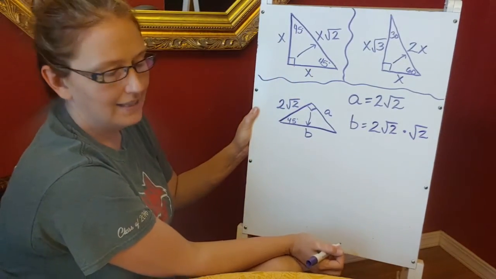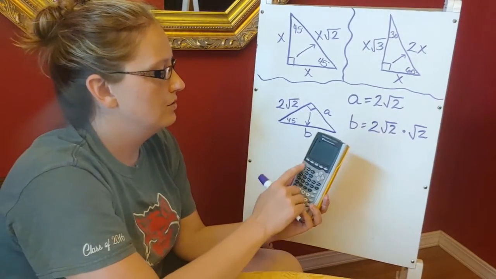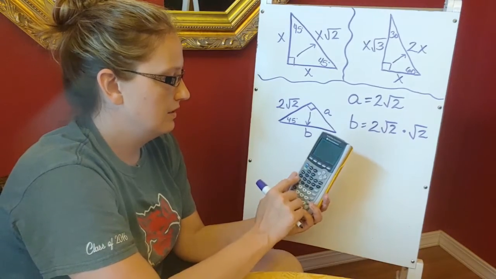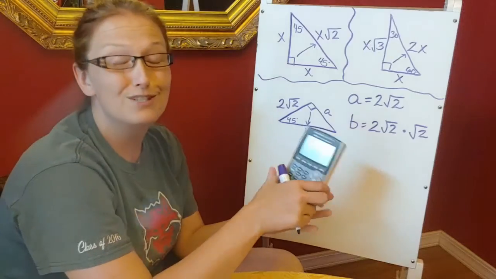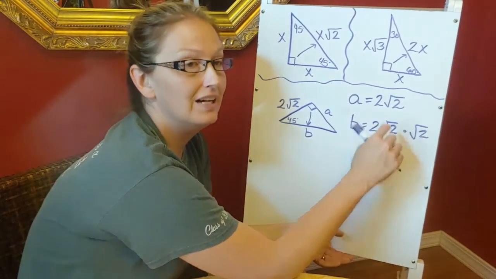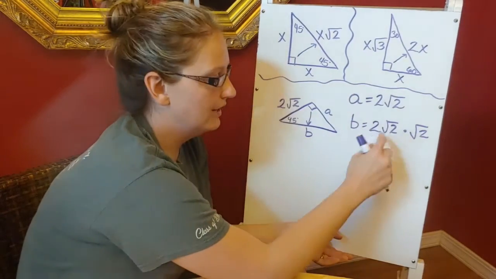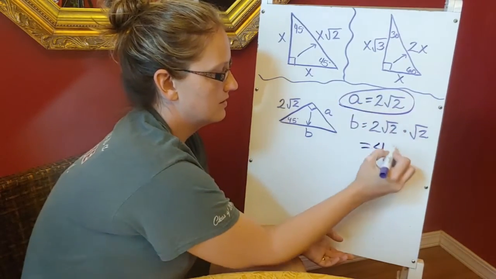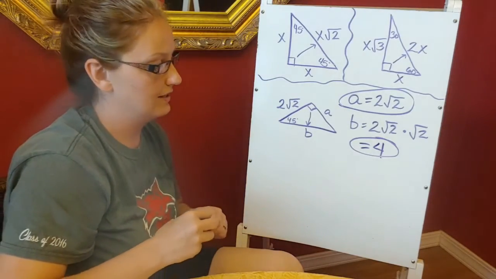Now, whenever I'm multiplying that out, you can type it in your calculator, that's fine. If you type in 2 square root of 2 times the square root of 2, it's going to tell you the answer is 4, which makes sense because if I multiply these, square root of 2 times the square root of 2 is the square root of 4. The square root of 4 is 2, and 2 times 2 is 4. So there are my hypotenuse and leg measurements.